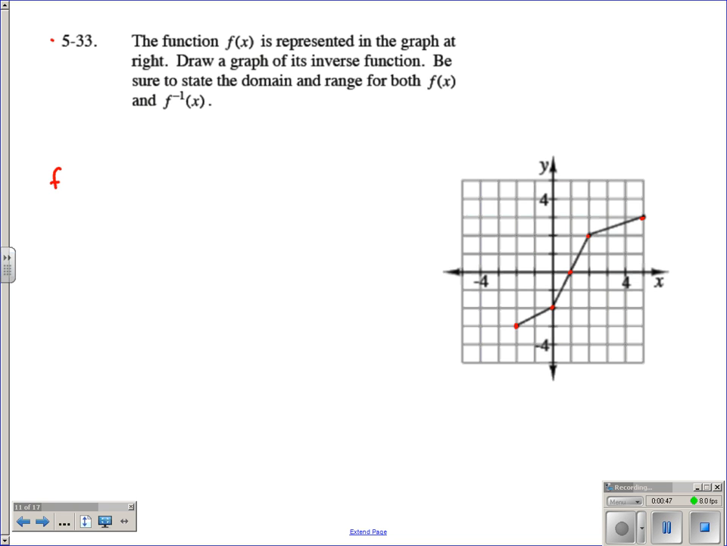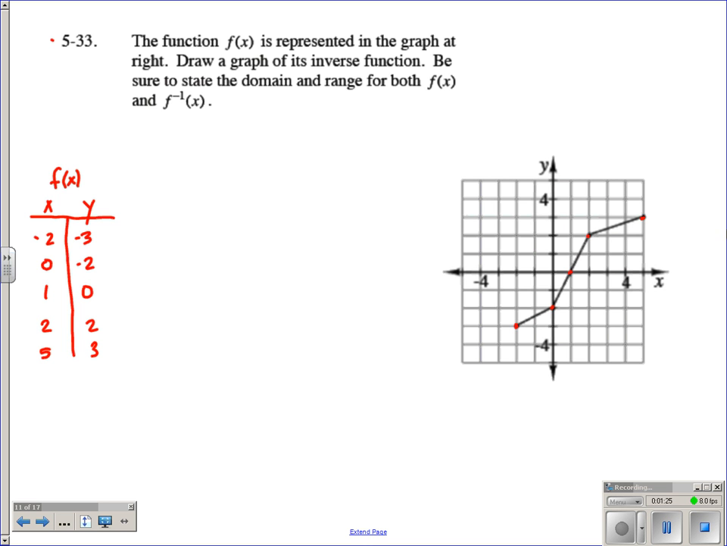So for my function f, let's list out those points in a little t-chart, an input-output table. I've got the point -2, -3. I've got the point 0, -2. Point 1, 0. The point 2, 2. And the point 5, 3.